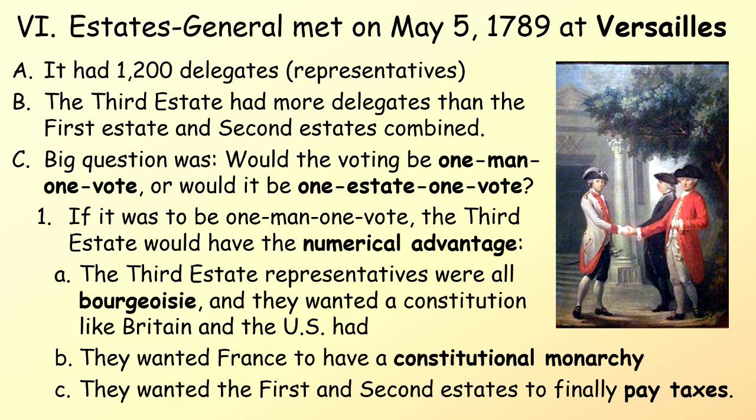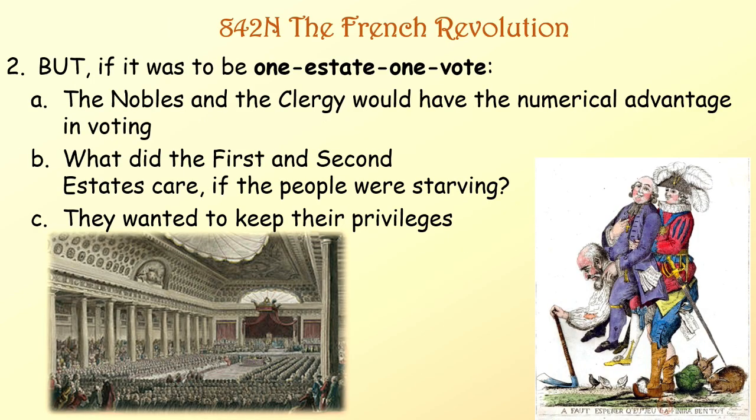And they wanted a constitution like Britain and the U.S. had. They wanted France to have a constitutional monarchy, and they wanted the First and Second Estates to finally start paying taxes. But if the vote was to be one estate, one vote, then the nobles and the clergy would have the numerical advantage in voting. And what did the First and Second Estates care if the people were starving? They just wanted to keep their privileges.